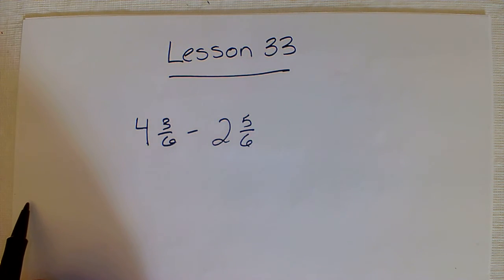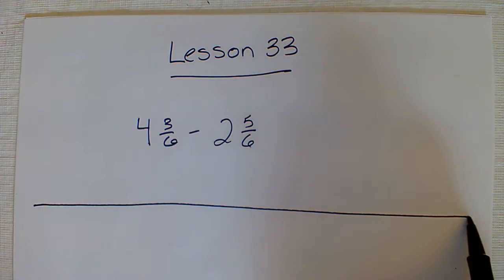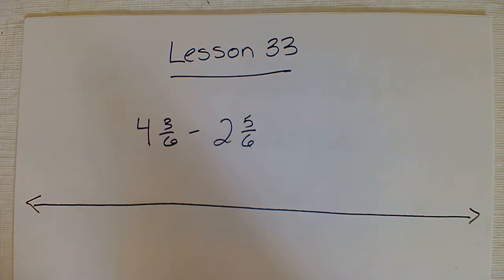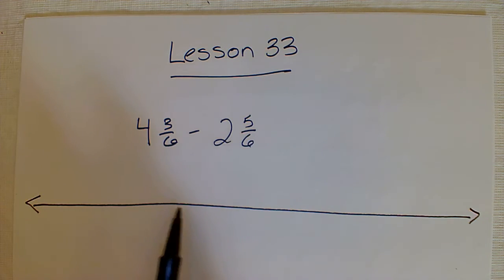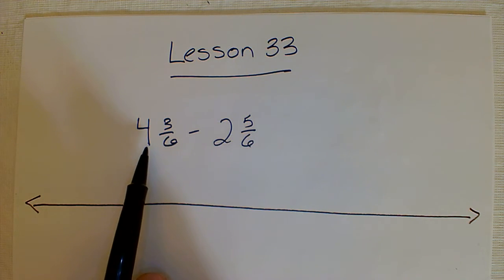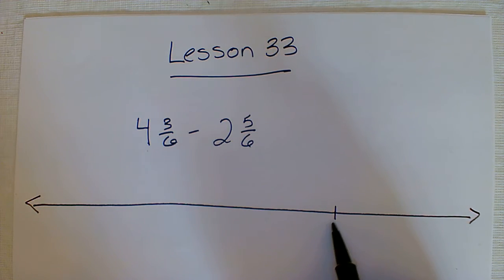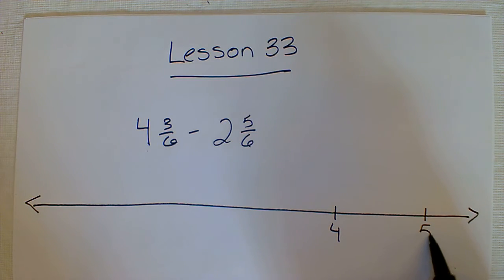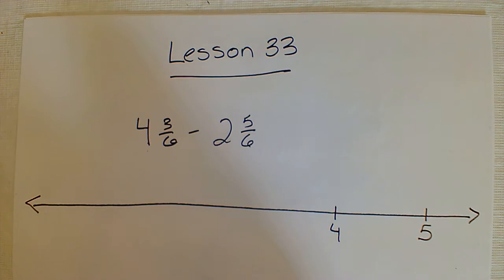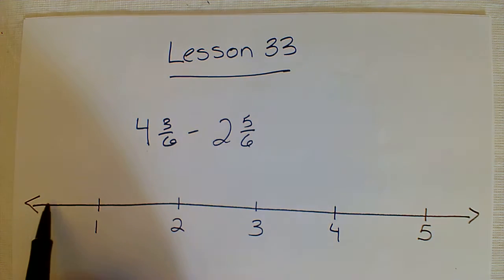And the first one is what we've been doing and what we did yesterday, where we're going to go ahead and use the number line, and we're first going to put in our whole numbers. So since I'm starting at 4 and 3/6, I know that I'm going to need a 4, and I also should have 5. And then I'm going to go on down the number line. Now since we haven't done this yet, we really don't know how far we're going to go. So I'm going to go ahead and take it all the way down to 0 for us.